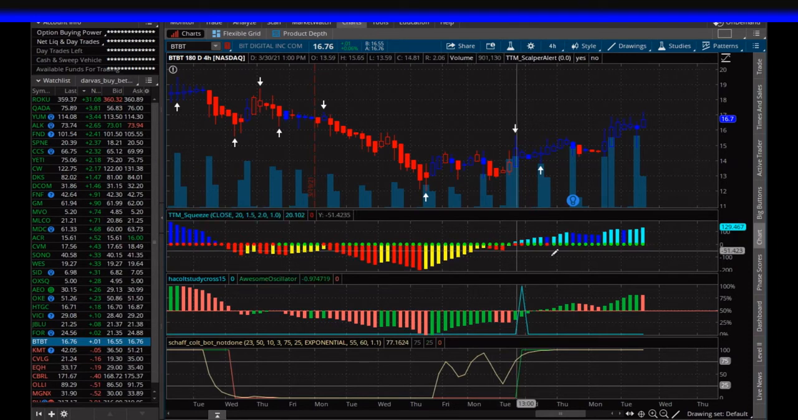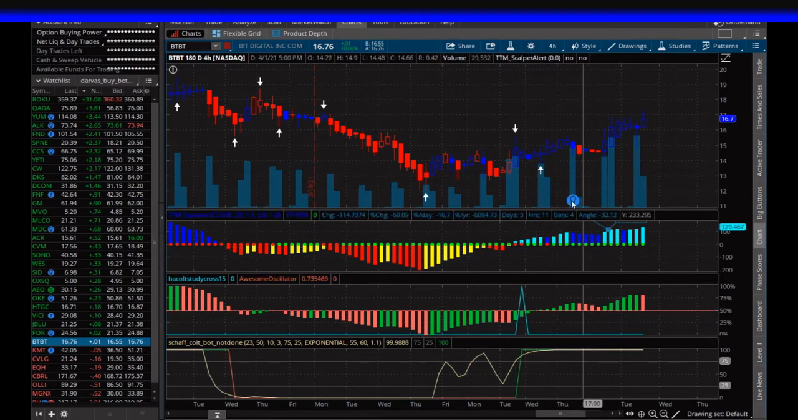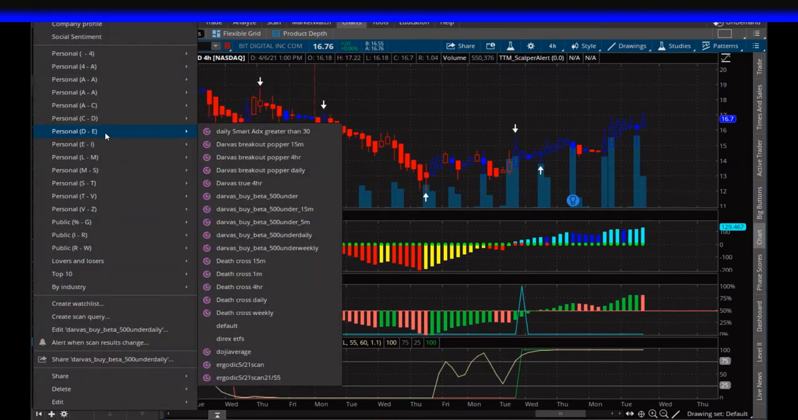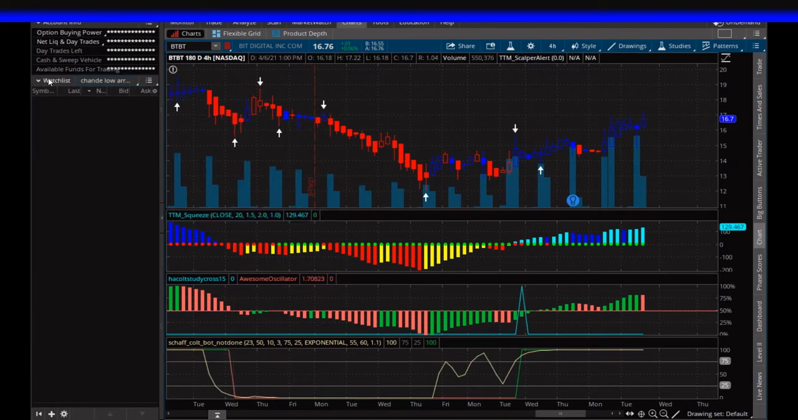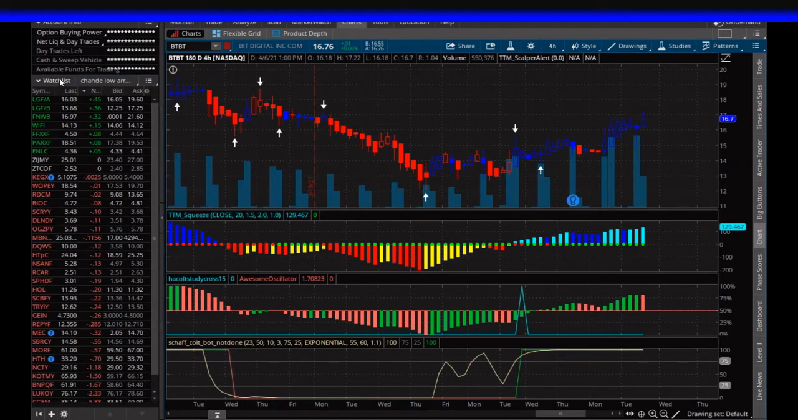See, there's a little red dot squeeze right there. We found it. Happened right after a TTM. That's a good signal. All right, and Darvis box on the daily. So those are our upwards momentum goers. And let's see, Shanday low arrow daily. We want to know that. Let's see if that's the low arrow up, or the low arrow coming down.